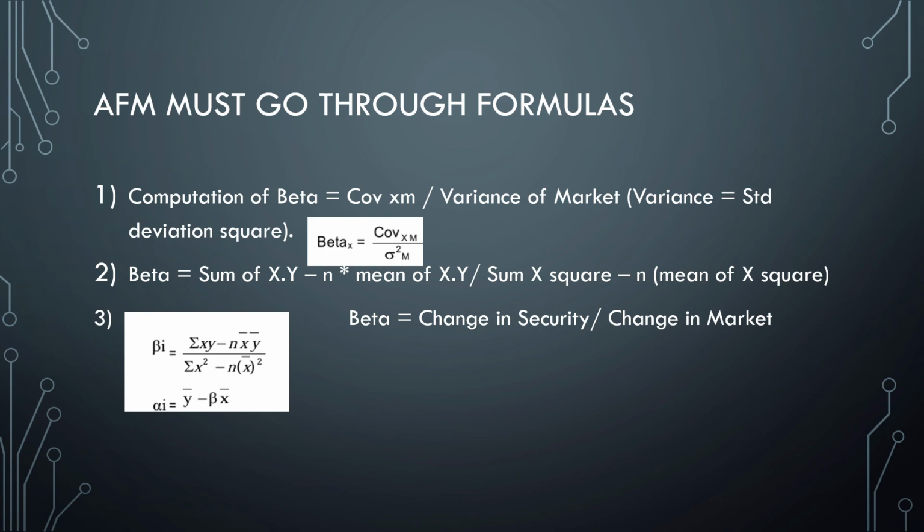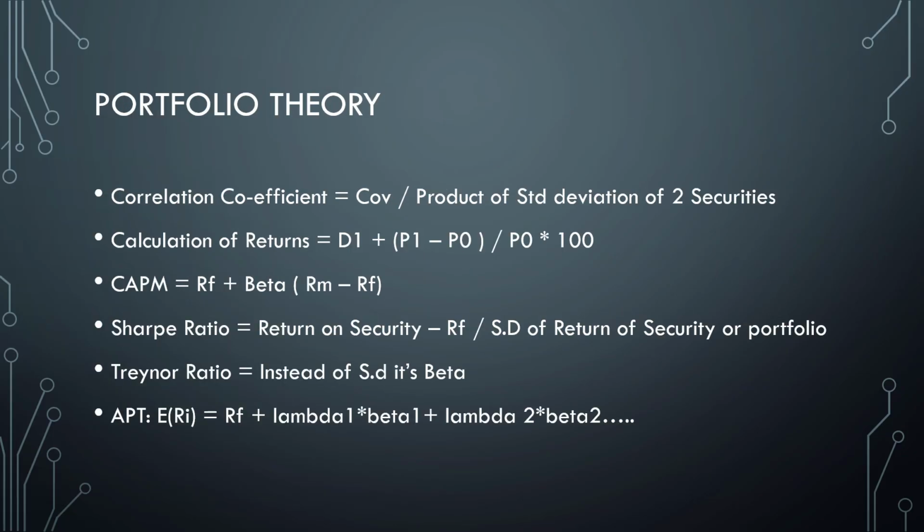This is the most frequently tested formula also. Next one is beta is equal to change in security by change in market. A question came from this in the last attempt, so give more importance to the first two formulas. Moving on to the next one, how to compute correlation coefficient: covariance by product of standard deviation of two securities. I repeat, correlation coefficient is equal to covariance between securities by product of standard deviation of the two securities.